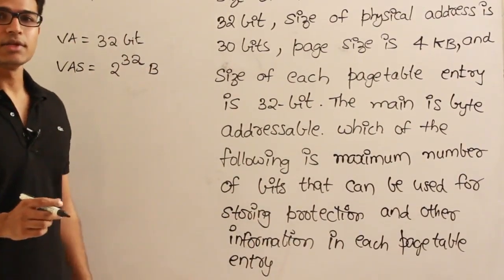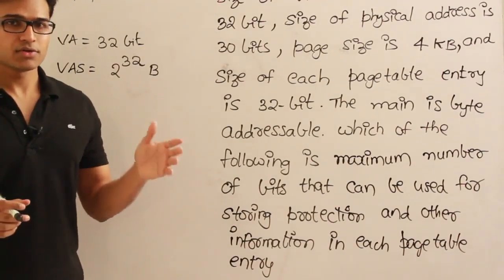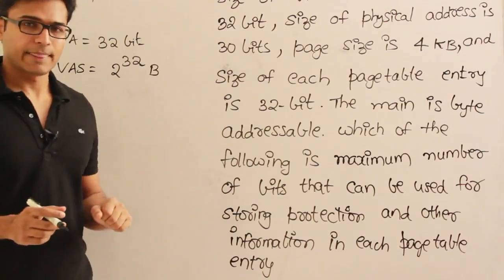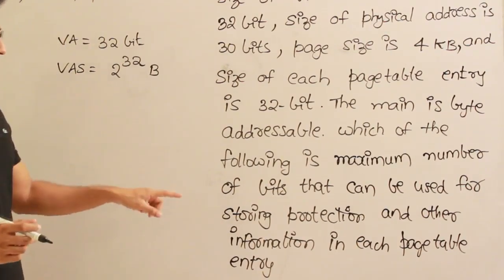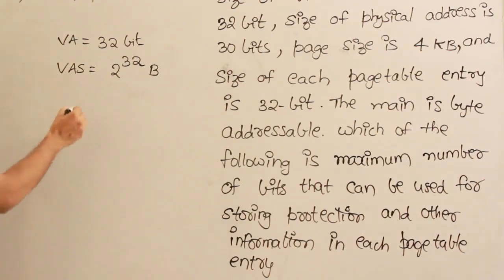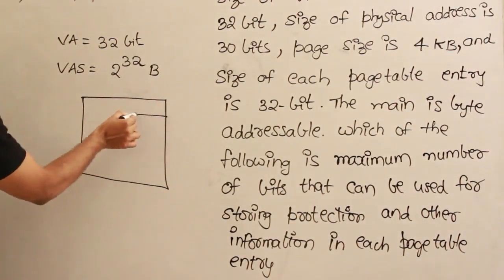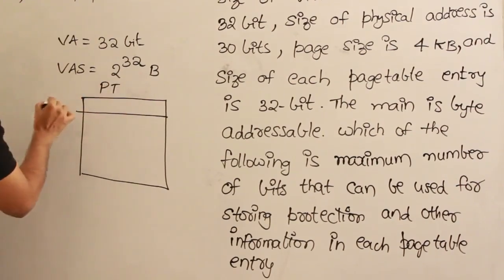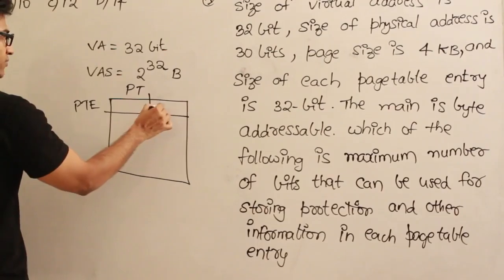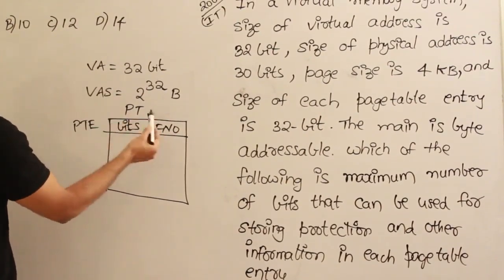So in the page table, we are not just going to store the frame number. Along with that, we are going to store many other pieces of information like protection and modified, all this, right? They are saying, along with this, how many maximum other bits can be used. So if you have the page table, and this is the page table entry, it contains two parts. One is the frame number and the other is extra bits, the protection bits and everything put together.